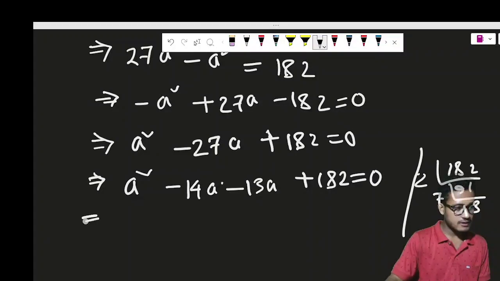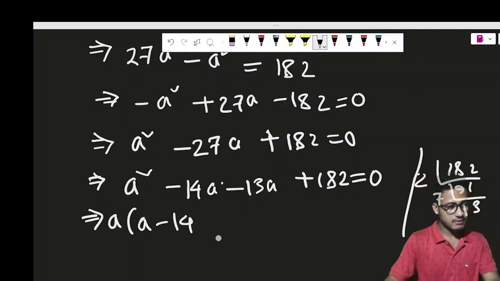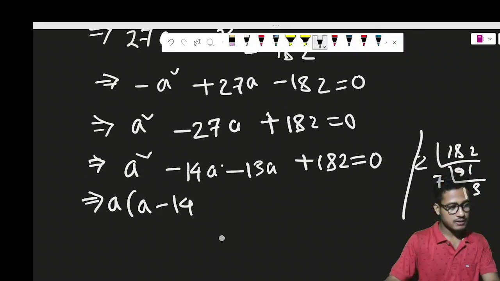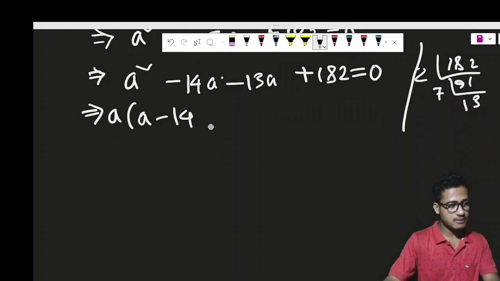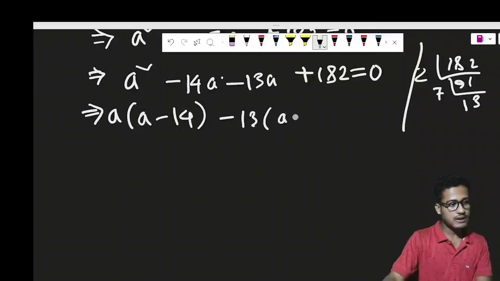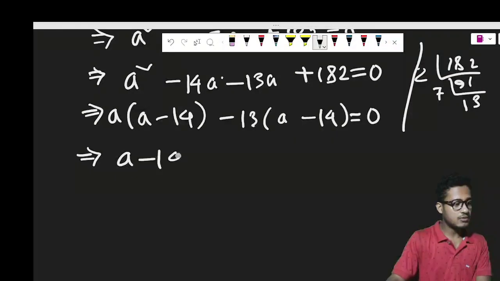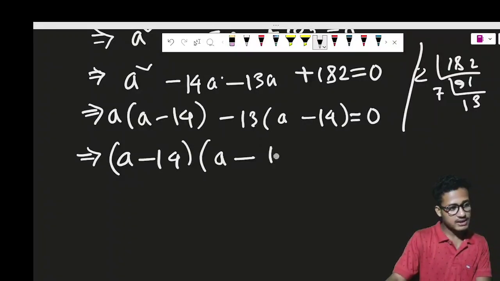This will imply a into a minus 14 minus 13 into a minus 14 is equal to 0, since minus 13 into minus 14 is equal to 182. If we take a minus 14 common, we get a minus 14 into a minus 13 is equal to 0.